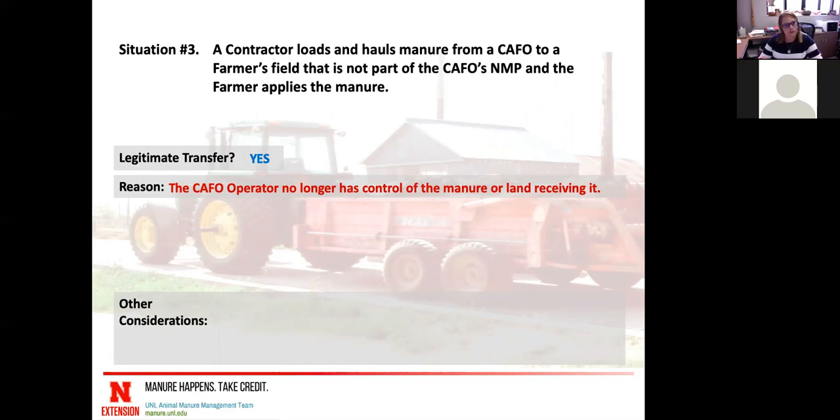One thing I didn't say in this situation: if that contractor is loading and hauling manure, it has basically been hired by the farmer to get this much manure from this CAFO and bring it to his farm, stockpile it on the edge of the field, and then the farmer will land apply it. That would be a transfer because it's under the direction of the farmer. If the CAFO operator tells the farmer, I need this many loads taken to this site and applied at this rate, then that's still a situation where the CAFO operator is making those decisions, so it would not be considered a transfer.